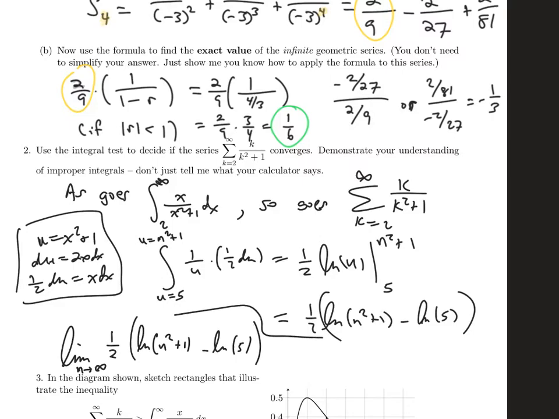And of course, the only thing that's actually changing with respect to n here is this thing. So we can just trace it through from inside out. If n goes to infinity, then n squared plus 1 is certainly going to infinity, and the log of inputs going to infinity will have outputs going to infinity. So this is infinity, so therefore the original series diverges.